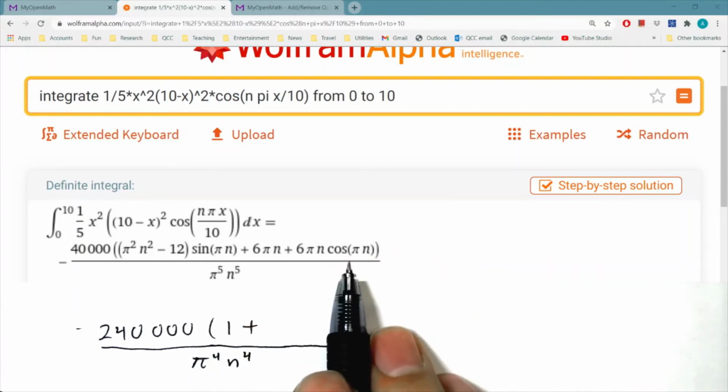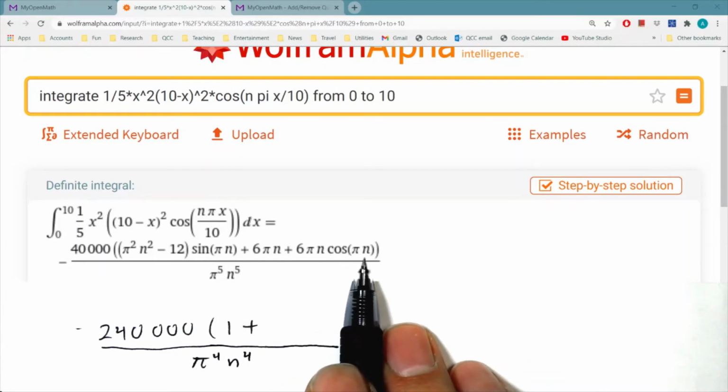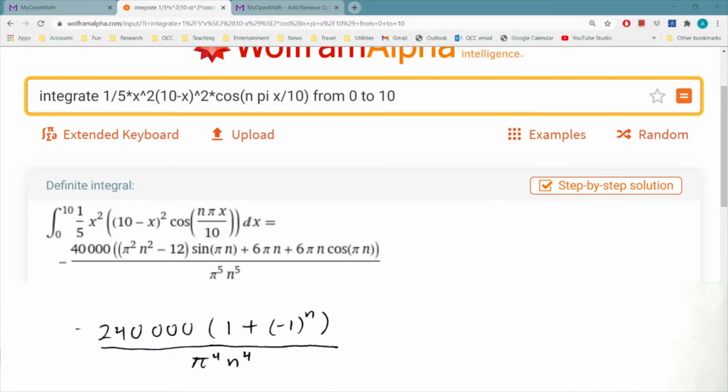Right? Now, what's cosine of pi n? Well, that's equal to 1 when n is even, and it's equal to negative 1 when n is odd. That's the same thing as negative 1 to the n. So this whole thing just simplifies to this expression right here. And so those are our A_n's when n is greater than or equal to 1.